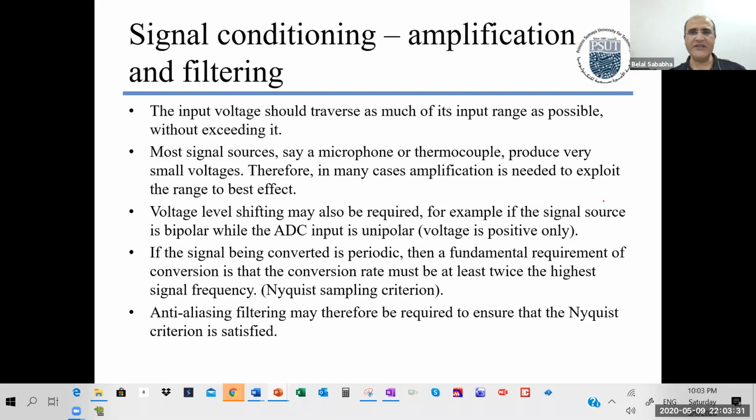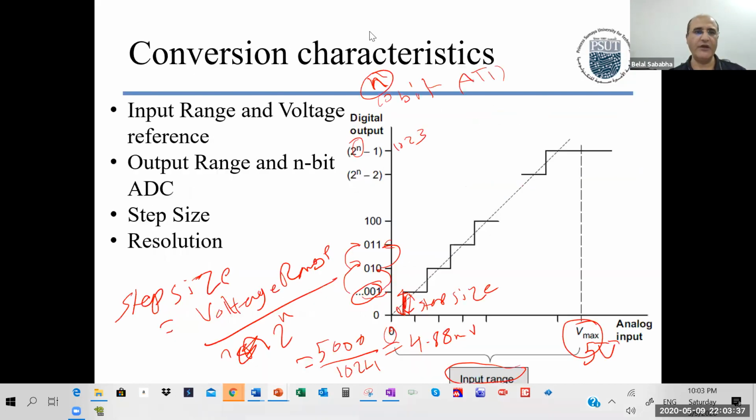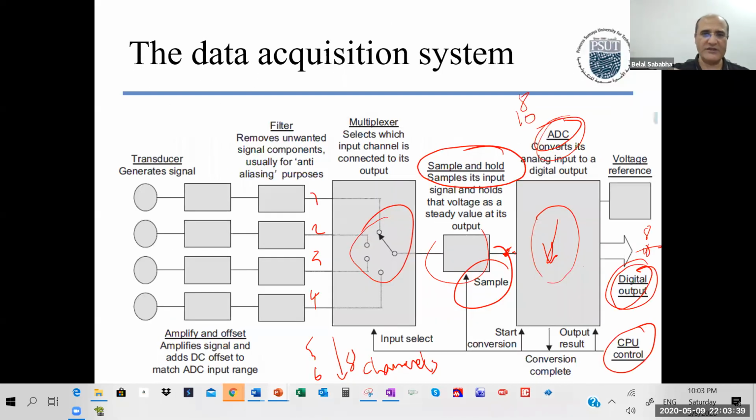There's something, of course, signal conditioning. I talked about this. It's not the main issue. Signal conditioning is this part that you do over here. This is signal conditioning, okay? The signal you get from a sensor could be very small. You need to amplify it.